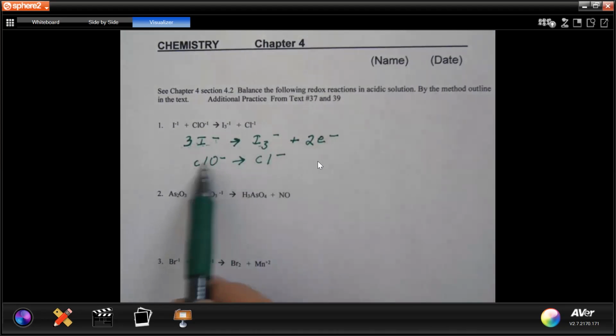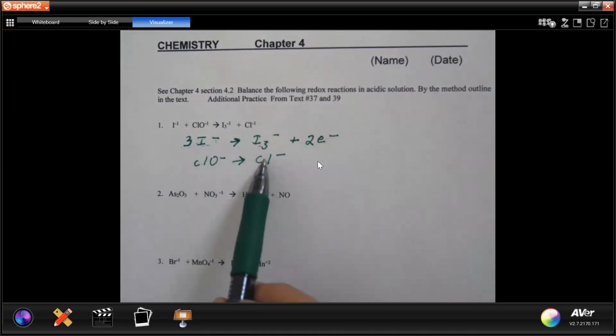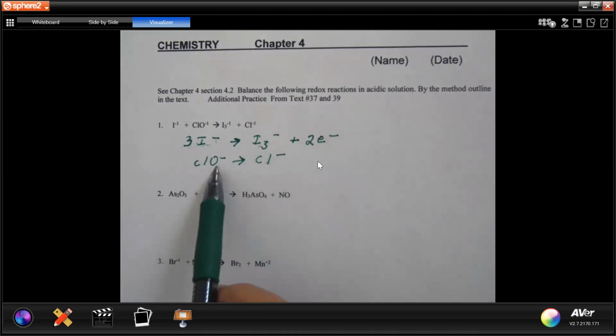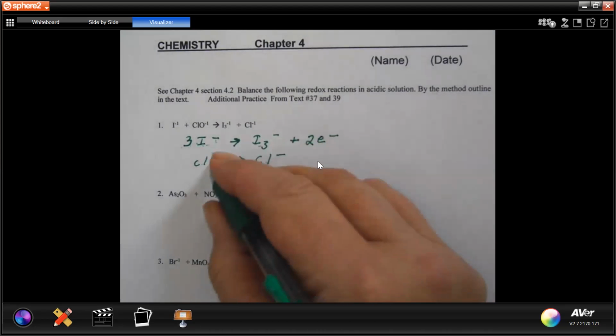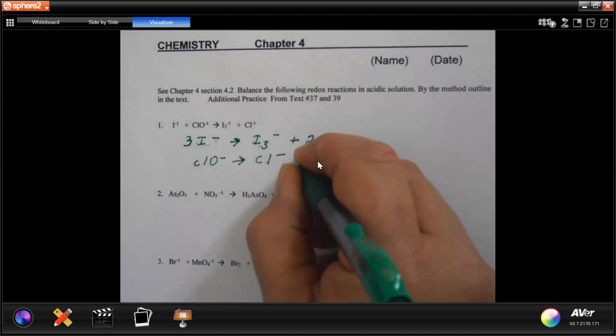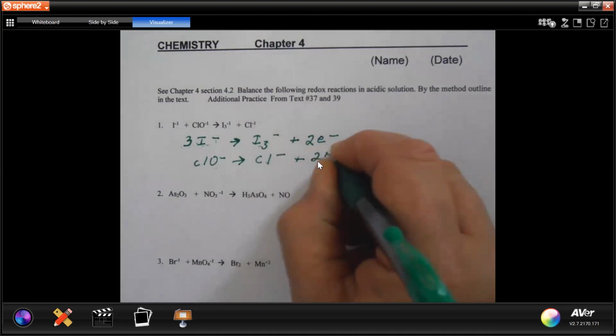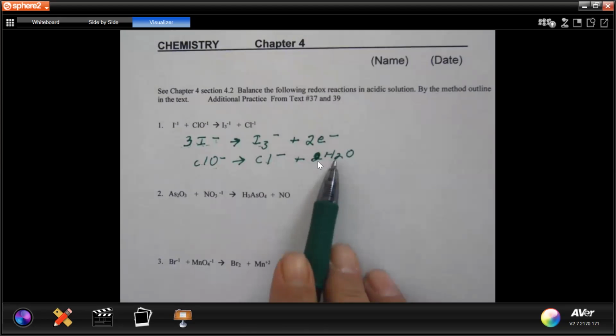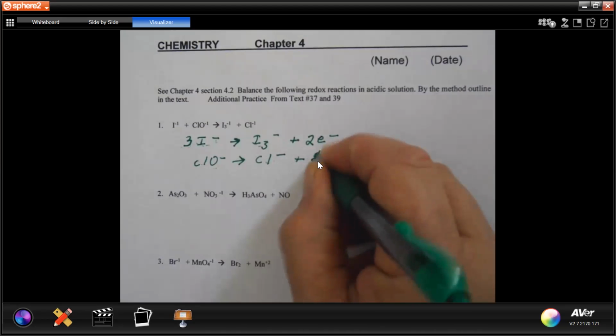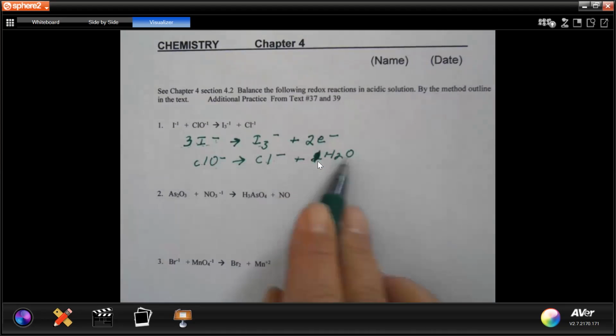Now I'm going to do the same thing for the next one. I've got 1 chlorine, I've got 1 chlorine. I have an oxygen on the left in this one, and it says that I should balance oxygens by adding water. So I'm going to add H2O to this side of the equation. I'm sorry, not 2 H2Os, just 1 H2O. And that will make an oxygen on both sides.